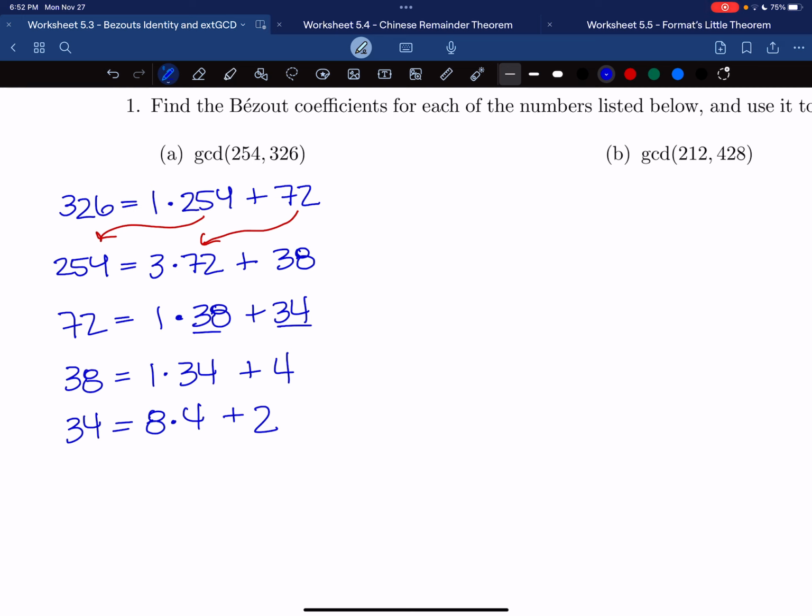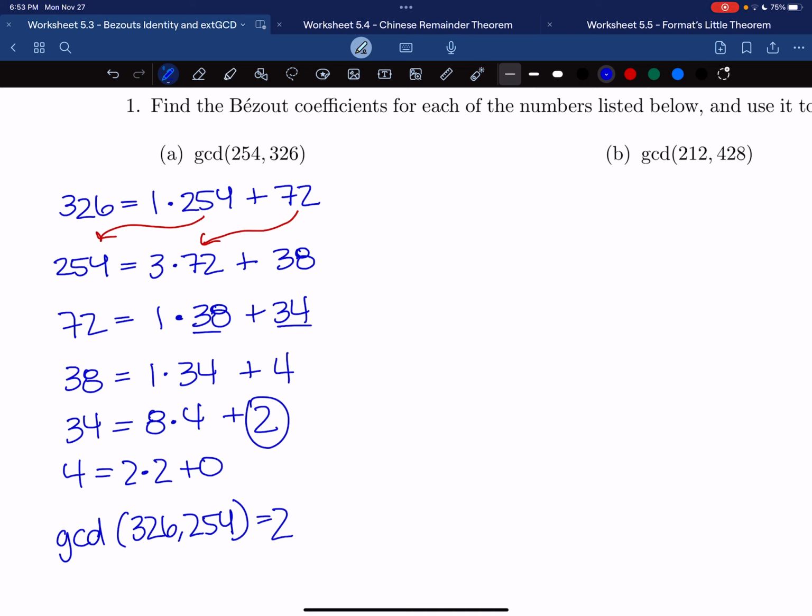And we can keep going, but now it gets easy. 4 is equal to 2 times 2 plus 0. And what that tells us is this is our winner. We always go back to that one and we say GCD of 326 and 254 is equal to 2. But what we want to do is be able to use all of that to find Bezout's coefficients. So to do that, we have to go backwards.